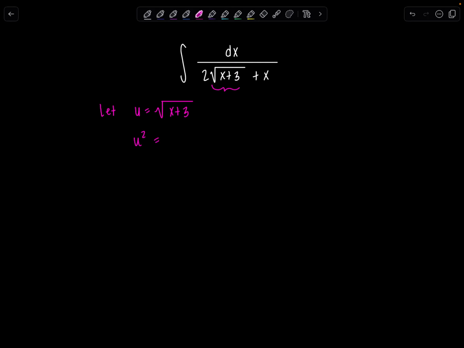So u squared would equal x plus 3. And then now I can take the derivative so much more easily. I don't have to contend with the radical. So derivative of u squared would be 2u du, and then derivative of x is just 1 dx. So that's perfect. This 2u du is going to replace dx in the numerator. And then I already see here, okay, u is rad x plus 3, so that's going to go right there.